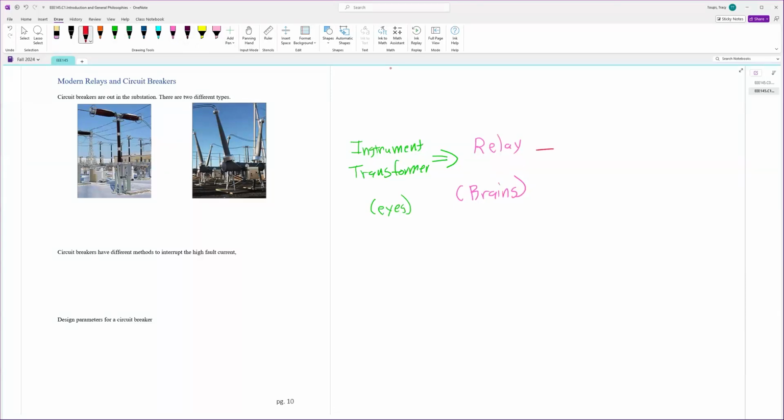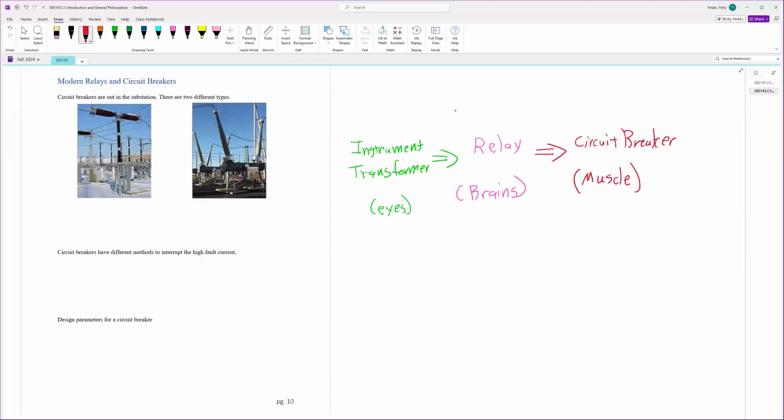And after the relay makes a decision, the decision is then sent to the circuit breaker. The circuit breaker is the muscle of the system, right? The action of disconnecting the actual circuit and disconnecting the fault is done by the circuit breaker itself, because the relay is not powerful enough to disconnect the fault current. So these are what circuit breakers look like.